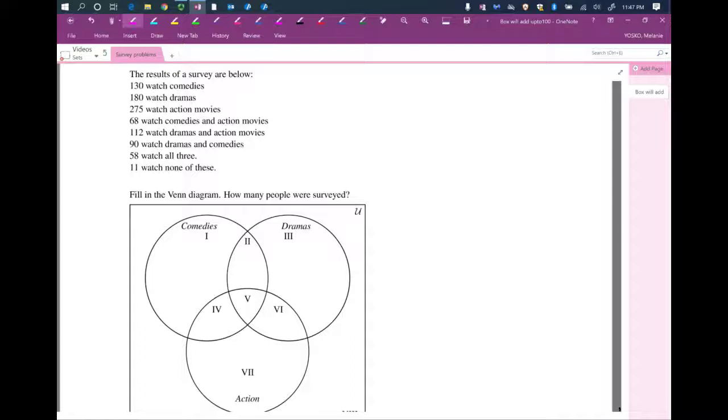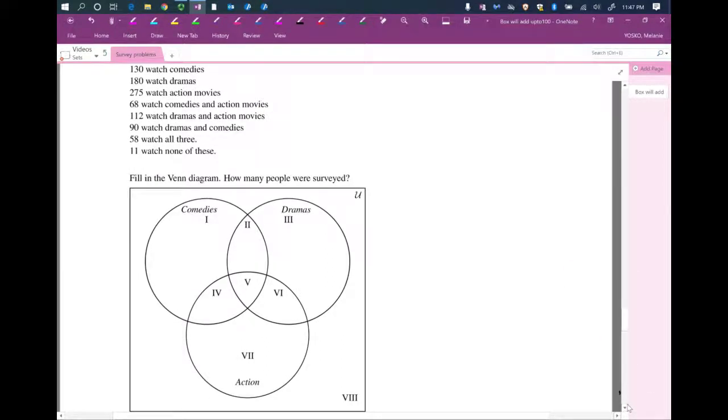We're going to fill in the Venn diagram and then answer this question. How many people were surveyed? Okay, so we have our Venn diagram here. I went ahead and labeled all the pieces for you. Your universal set will be the set of all the people who were surveyed. So once we get done with filling in all the pieces, we're going to add up all 8 regions, and that will be how many people were surveyed. That'll be the answer to this question.